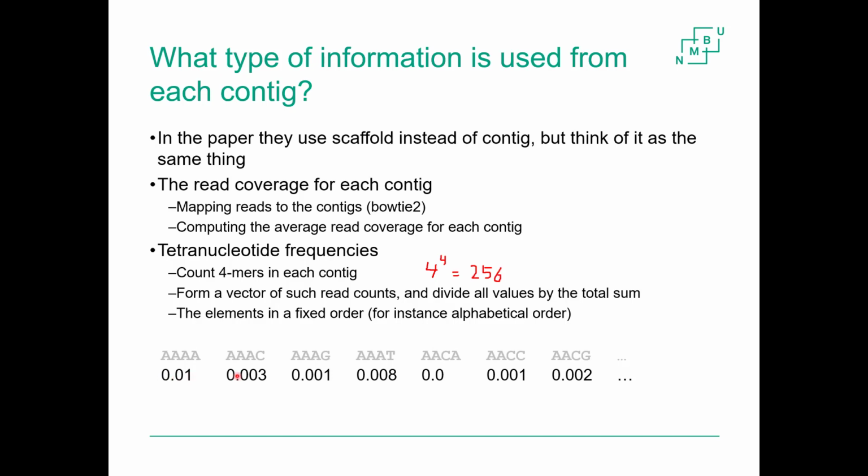And now if you sum up all these values, they sum to 1. That's the effect of the division up here. So regardless of the contig being short or long, these values are comparable, because they are fractions of the total number of 4-mers. So these are the tetranucleotide frequencies, or relative frequencies actually.